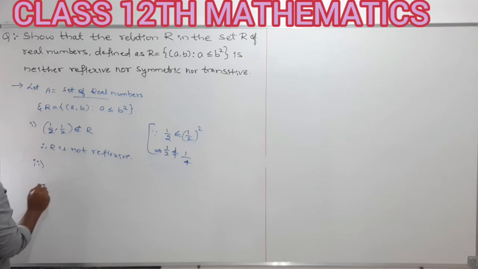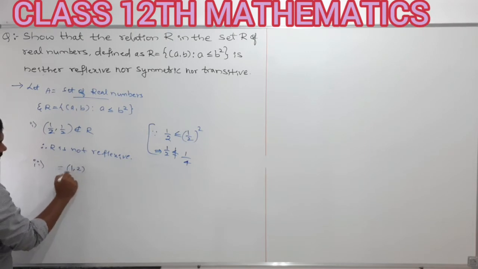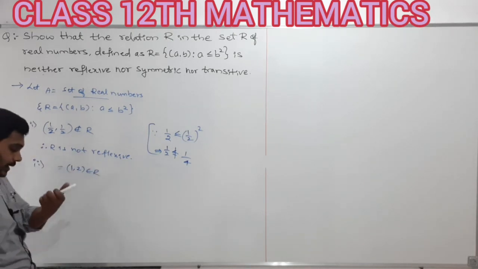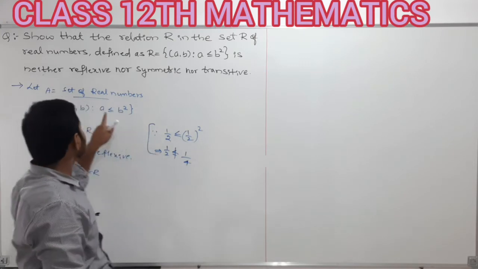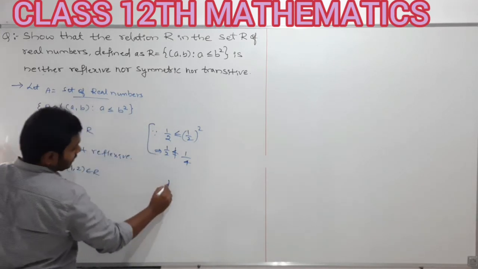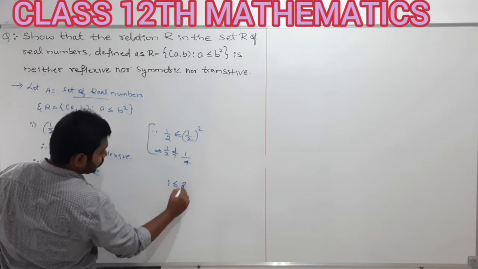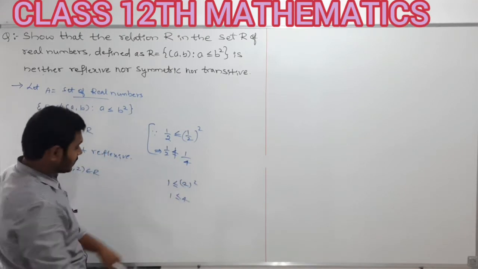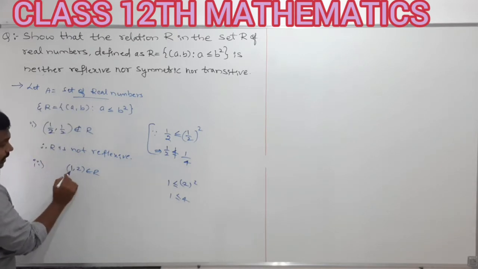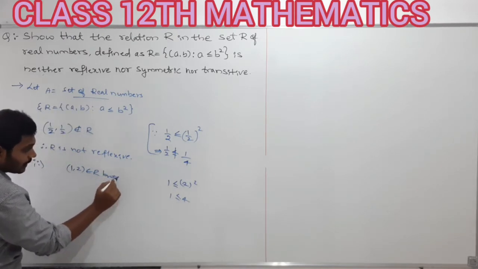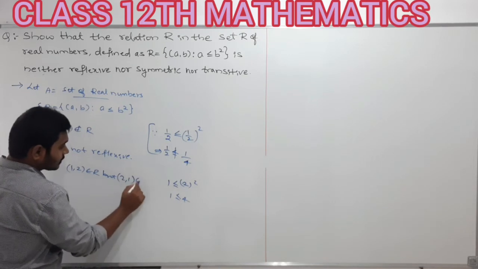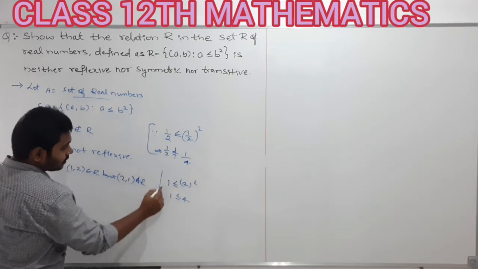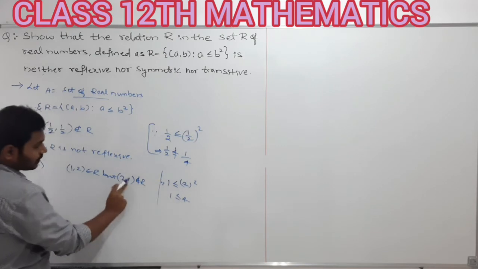And next, the second condition, my dear students. Let us take (1, 2) is related to R. You can take, my dear students, (1, 2) belongs to R because 1 is less than or equal to 2 squared. It means 1 is less than or equal to 4. This condition holds, so (1, 2) belongs to R, but (2, 1) does not belong to R.